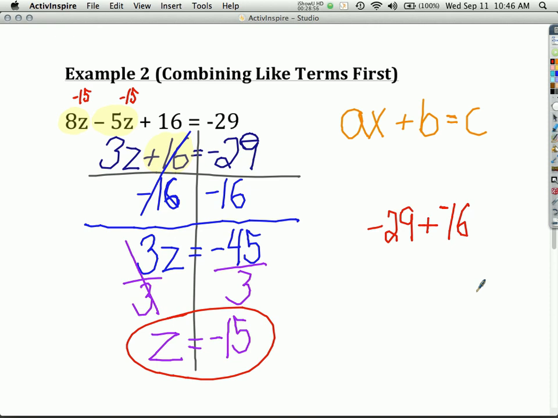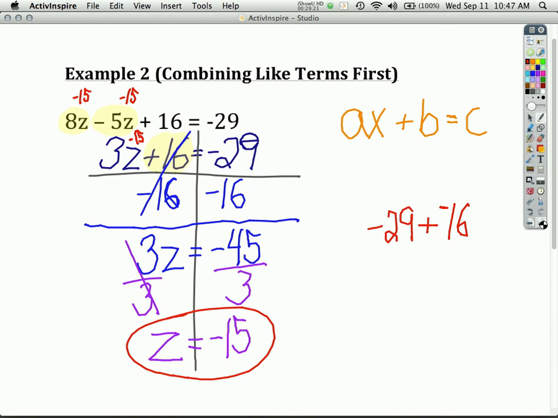When you plug in the negative 15 in each z, could you just simplify 8z minus 5z before you plug in negative 15? You could. So we could plug it in this step right here. We could plug it in right there, the negative 15. Try it there. That should work. Good, it's a good thought. Other questions, comments? Good. Let's see how you do on your own.